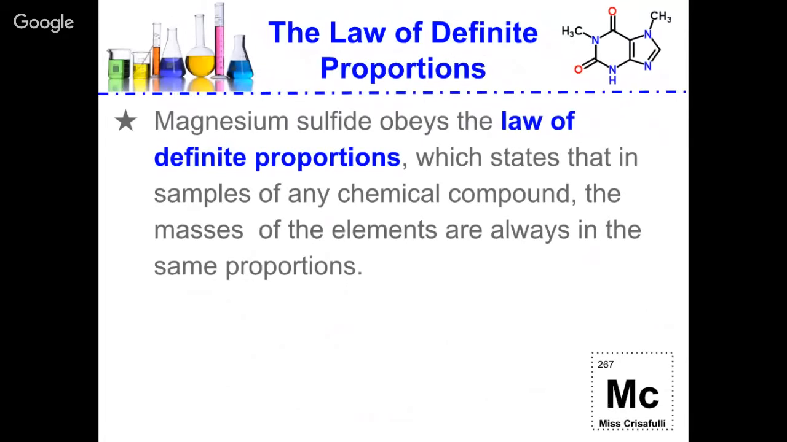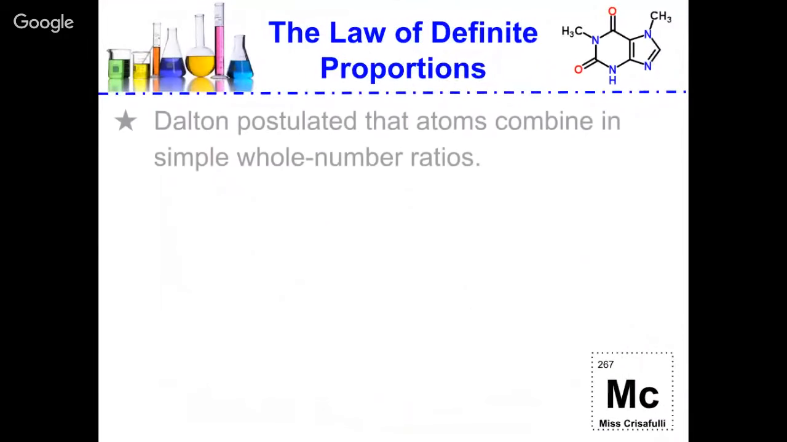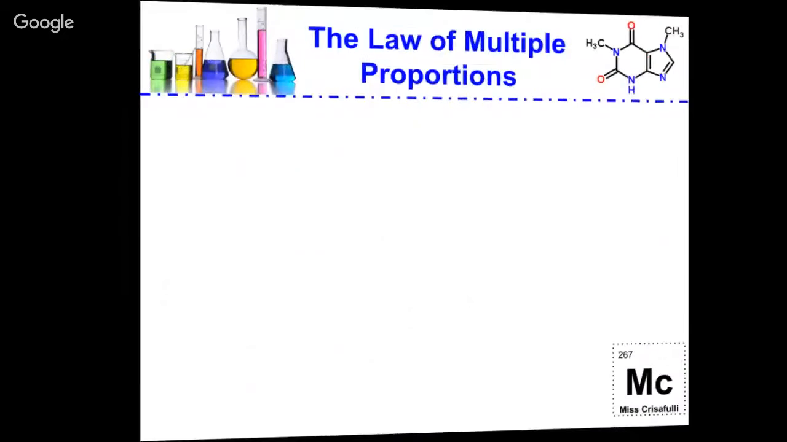The magnesium sulfide example obeys the law of definite proportions, which states that in samples of any chemical compound, the masses of the elements are always in the same proportions. This is consistent with what Dalton thought about in his atomic theory. Dalton postulated that atoms combined in simple whole number ratios. So if the ratio of the atoms of each element in a compound is fixed, then the ratio of their masses is also a fixed ratio.